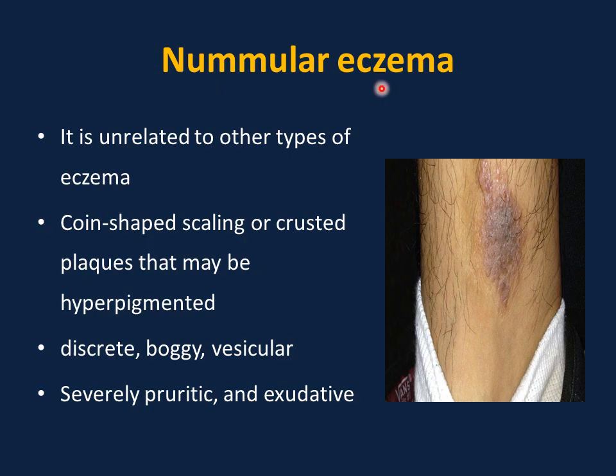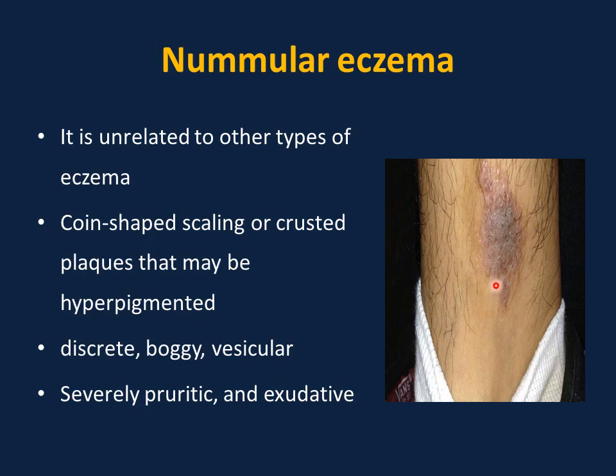Another form of eczema is nummular eczema. It is unrelated to the other types of eczema. It is coin-shaped, round, commonly seen in the lower leg close to the ankle. It is a coin-shaped scaling or crusted plaque that may be hyperpigmented. Sometimes it becomes secondarily infected. It is very important to differentiate that from a fungal infection.